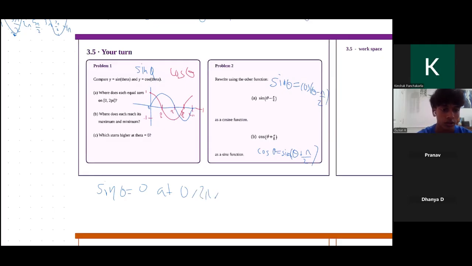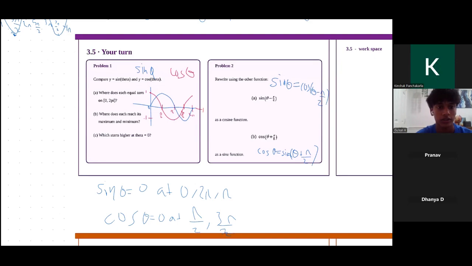And then cosine of theta equals 0 at, and cosine is our red graph. We just look at it: pi over 2 and 3 pi over 2. And learning these graphs and the unit circle makes these questions much easier.